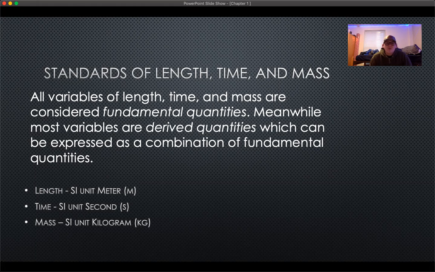Meanwhile, most of the variables that we will encounter within physics are derived quantities, which are expressions of the fundamental quantities. Examples of derived quantities are acceleration, velocity, force in newtons, kilograms times meters per second squared. That kind of stuff is all within the realm of derived quantities.